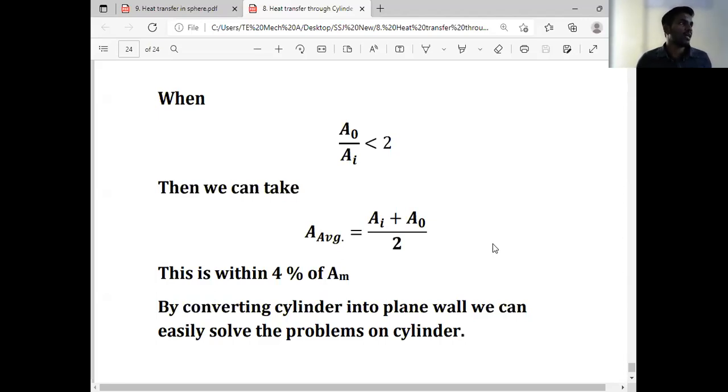काय करायला लागेल तुम्हाला? स्फियरचे इक्वेशन लिहावं लागेल, प्लेन वॉलचे इक्वेशन लिहावं लागेल. कंडिशन काय असणार आहे? टेम्परेचर डिफरन्स सेम पाहिजे आणि थिकनेस सेम पाहिजे, जे काय प्लेन वॉल आपण सिलेंडर कन्सिडर केलेला आहे. Similarly we have to calculate for the sphere.